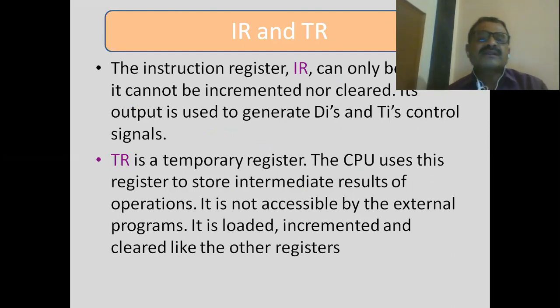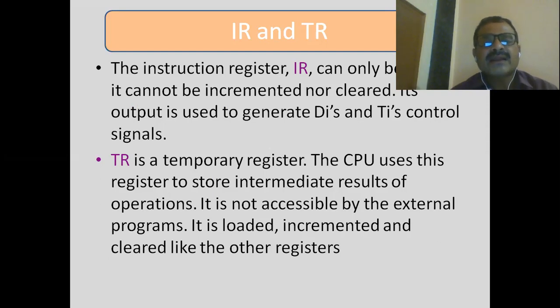Now we will be discussing the next two registers. One is IR and the second one is TR. The long form of IR is instruction register. This register can only be loaded, but this IR register cannot be incremented, nor are its contents cleared to zero. Its output is used to generate D's and T's in the form of control signals in memory control, which will be discussed later.